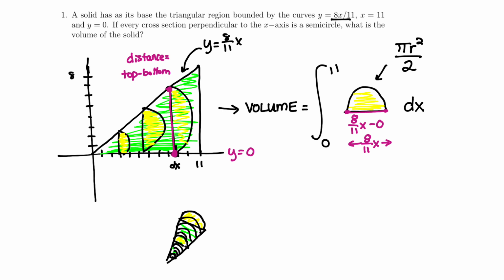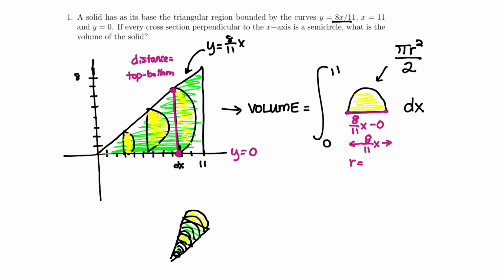So if I want the radius, it's going to be half of this, right? Do you guys see that? Does that make sense? Half of that. So the radius just is going to be half of that. So you should get 4 over 11 as your radius, or 8 over 22.